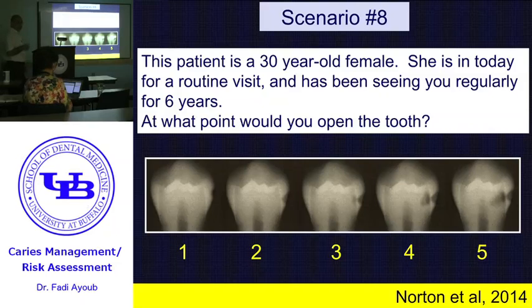Knowing all the history and all the previous x-rays, would you open number 1? No. What about number 2? Well, it depends on what the radiographic history shows. If it started like that and progressed like this, you would open it. Give it some thought, because that is at least 90% penetration of enamel radiographically. Clinically, it should be indented.